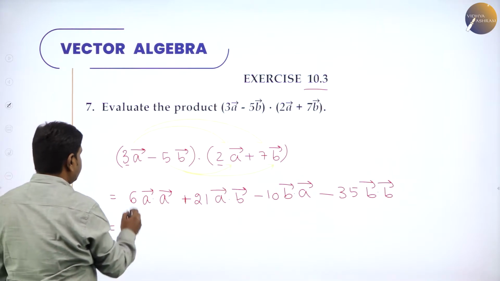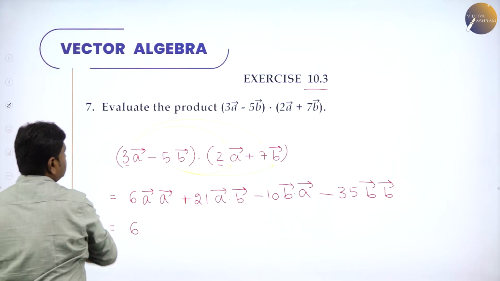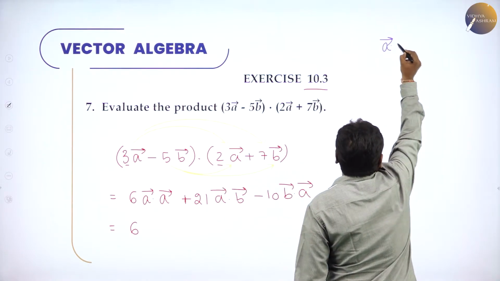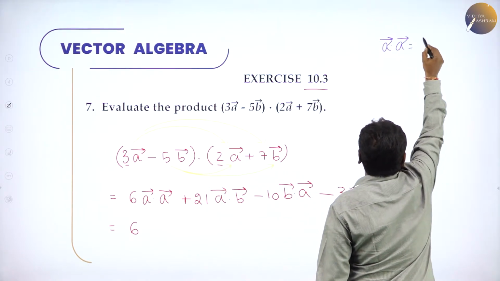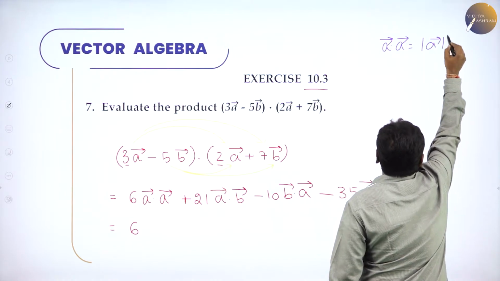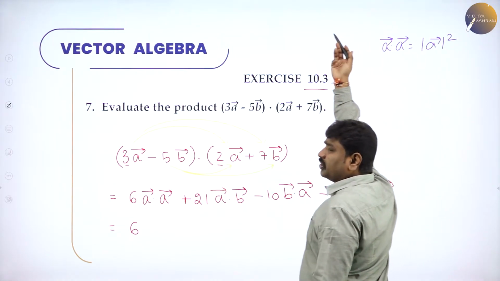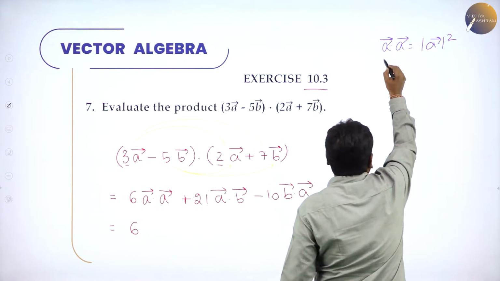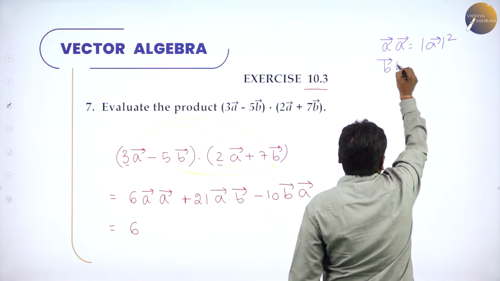Six. All of you see here the basics. What are the basics of dot product? Very important. Similar vectors' dot product: A dot A is always equal to magnitude A square. Or B dot B is magnitude B square. Similar vectors' dot product is what? Magnitude the whole square. Similarly, what is B dot B?